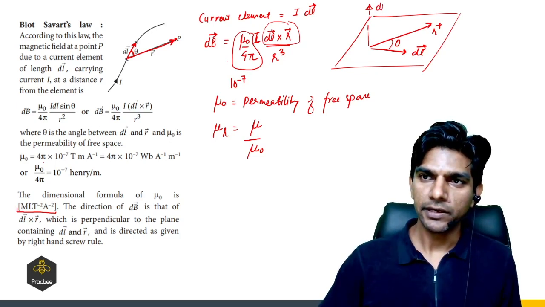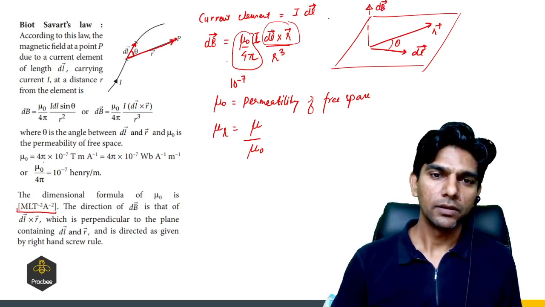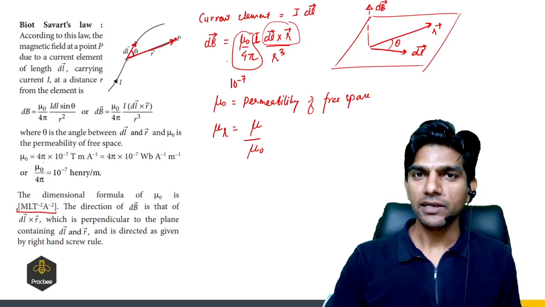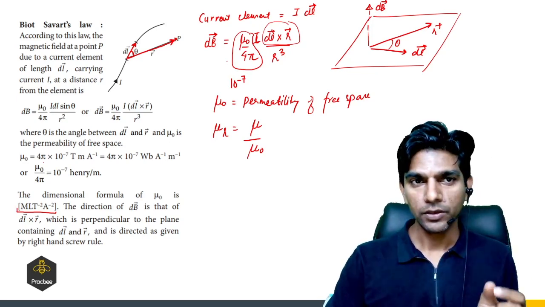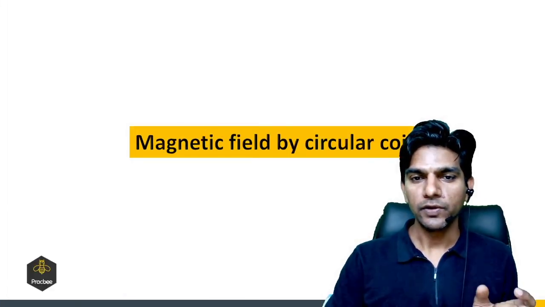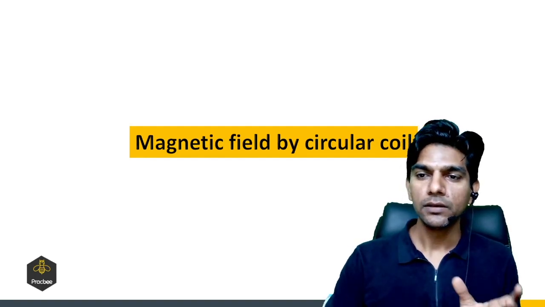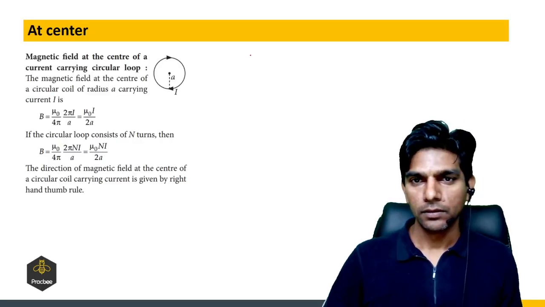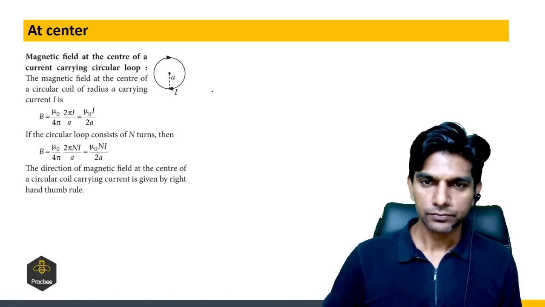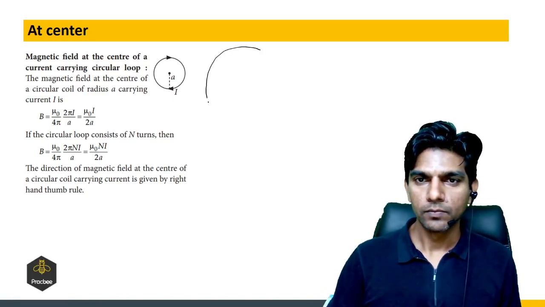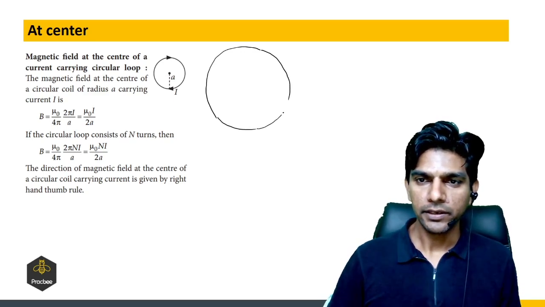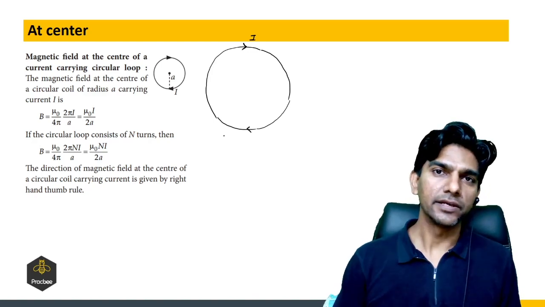So this will be the direction of dB. I hope it is clear. Now let us see how we can use Biot-Savart law to find the magnetic field produced by a circular coil. Now we have given a circular coil and it is having a current, let us say I, in the clockwise direction.